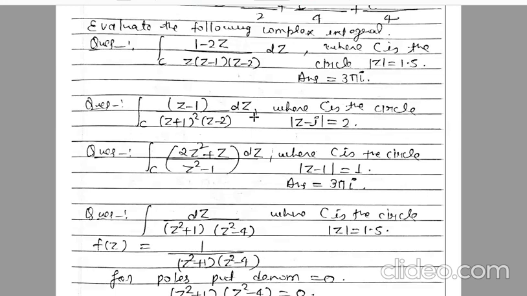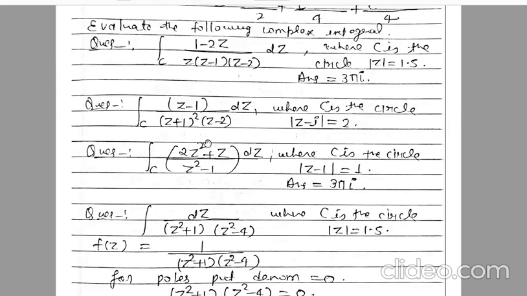So at z equal to 2, the value of the residue will be 0. So you will calculate your residue only at z equal to 0 and z equal to 1. You don't need to calculate the residue at z equal to 2. You can write directly that this point does not lie inside the circle |z| = 1.5. So we can say that the residue of f(z) at z equal to 2 will be 0, right? So just solve this question.